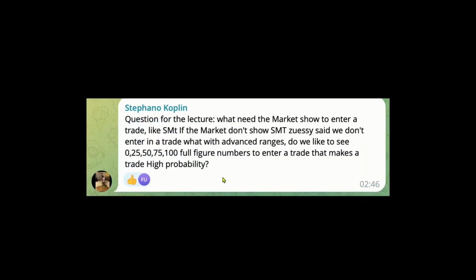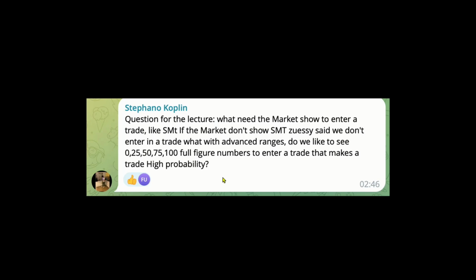The next question I will answer is a question by Stefano. And this question is a very good question. It goes as follows. He mentioned that for high probability setups, we need SMT to be placed in a reversal. However, what about the price levels where reversals are occurring? We, of course, now know the advanced way of looking at ranges. Would it mean that if the market would reverse prior to, let's say, a range low at 0 or a range high at 100, that it is low probability?